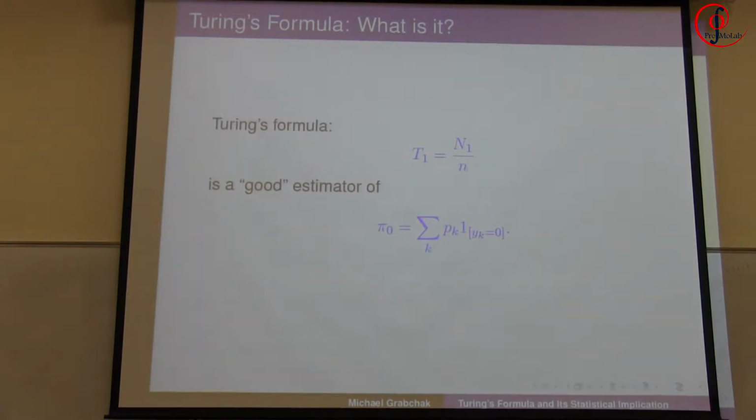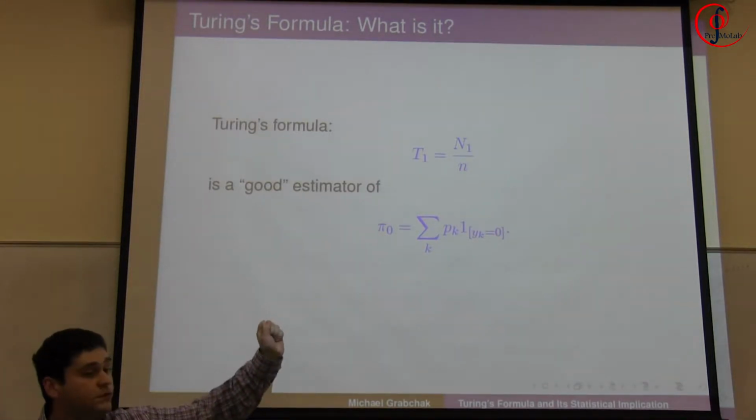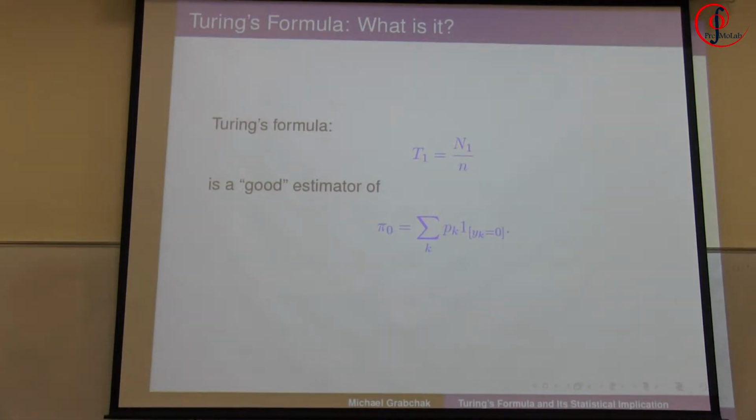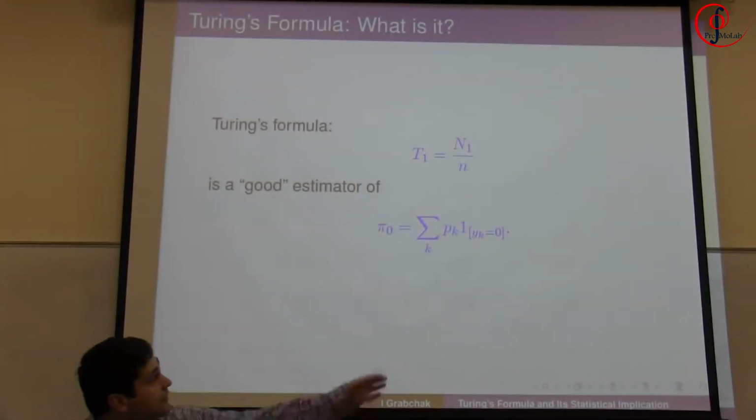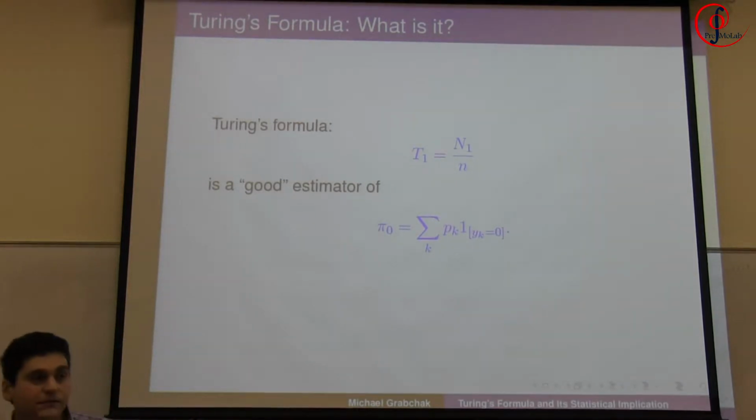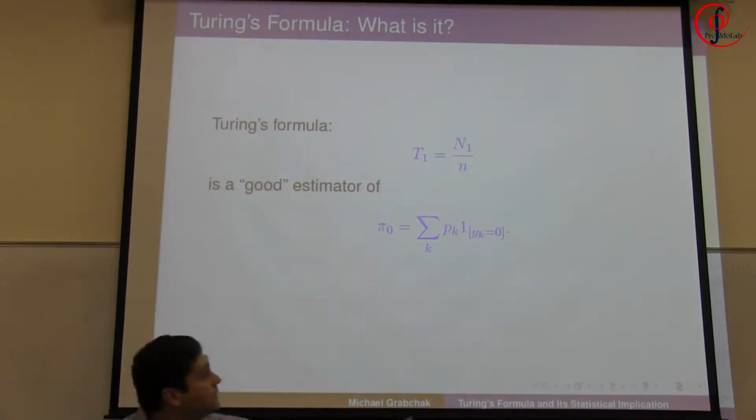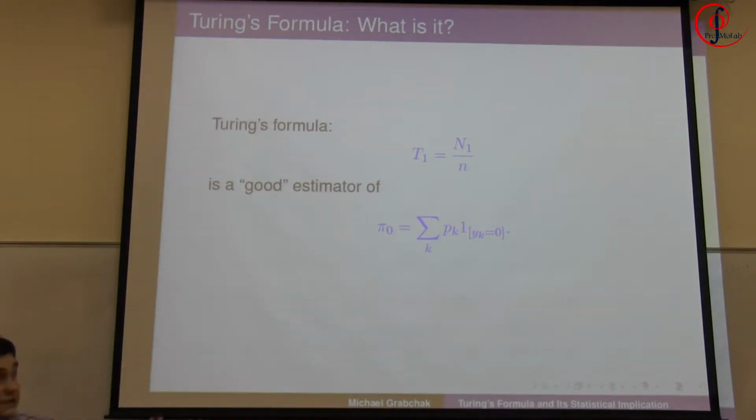So Turing's formula basically just says, okay, T1 is n1 over n, and n1, of course, is the number of species we saw exactly once. So we just take the number of species we saw exactly once divided by the size of the sample. And this is a good estimate of this pi 0, the probability of things we haven't observed. In some sense, we could think of this as kind of the tail of the distribution in some sample-dependent way. Usually this will be relatively small probabilities, and this is the thing that we're interested in estimating.